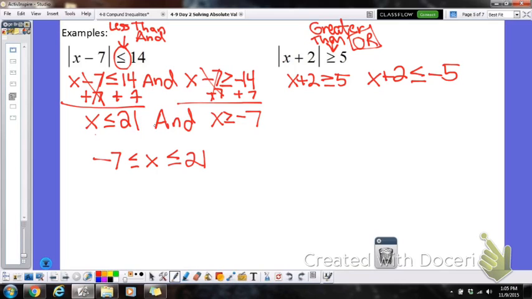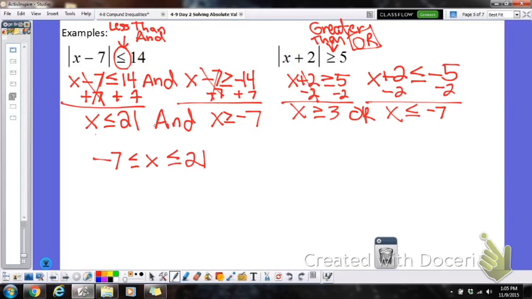Go ahead and solve each of these inequalities. So subtract 2 from both sides. I get x is greater than or equal to 3. Subtract 2 from both sides on this one. I get x is less than or equal to -7. And since this is an or statement, I just need to throw an or in between, and then I'm good to go.